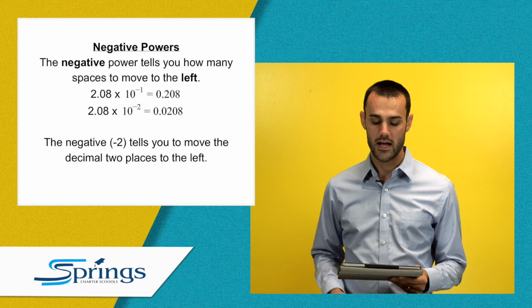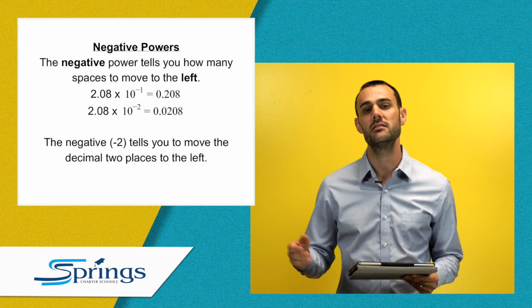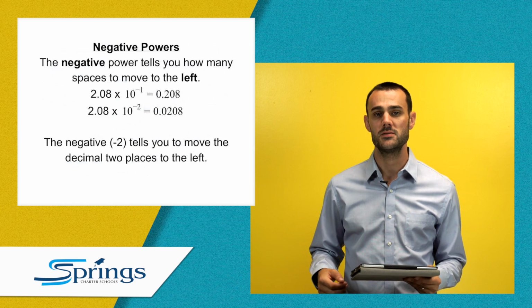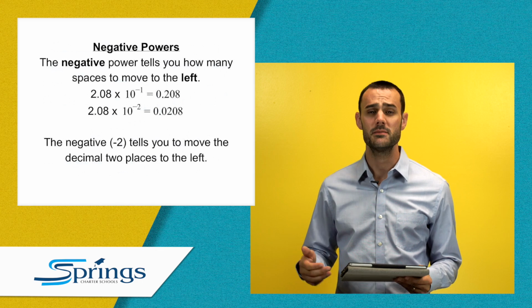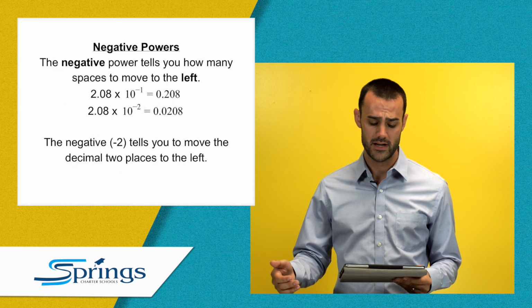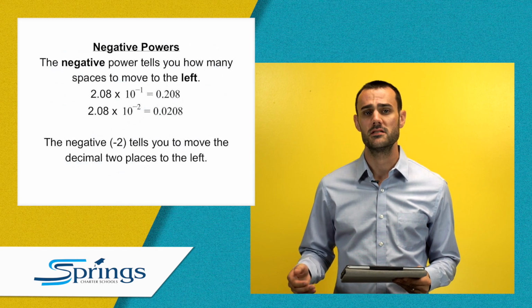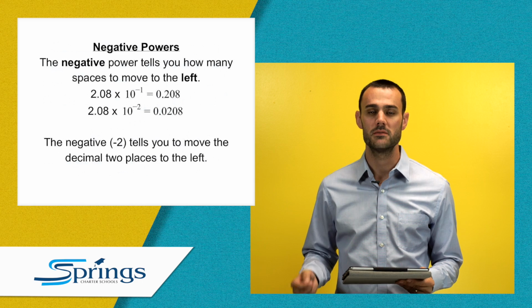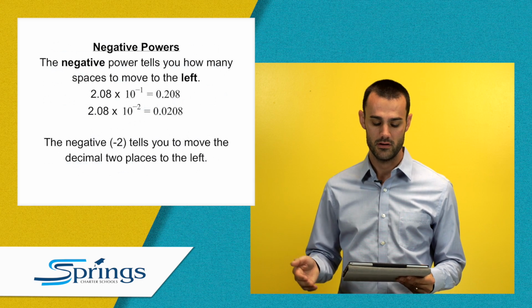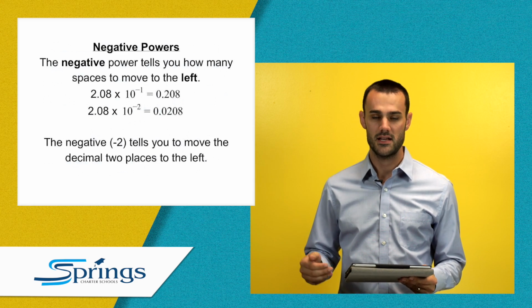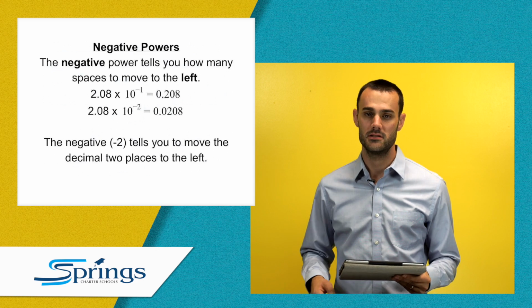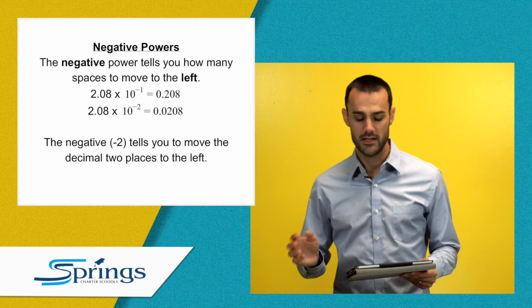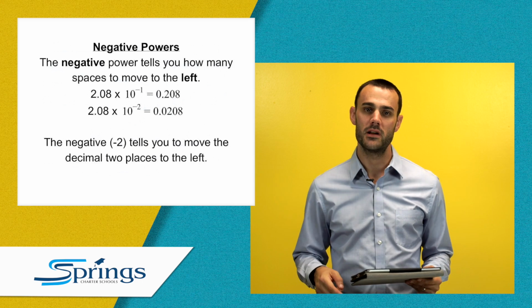Negative powers. The negative power tells you how many spaces to move to the left. Okay, so in this case, we use the same base number of 2.08 times 10 to the negative first power. So the negative 1 tells us to move the decimal just one place this time to the left because it's a negative number. So 2.08 times 10 to the negative first actually is equal to 0.208.